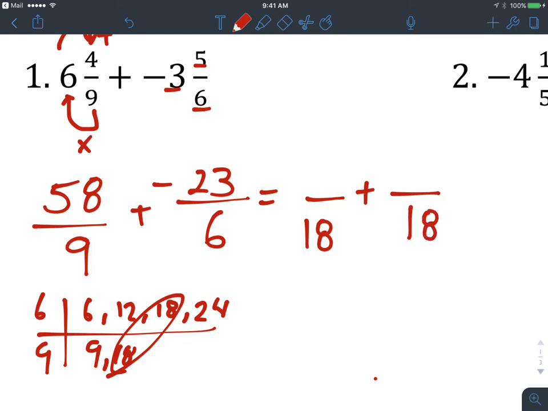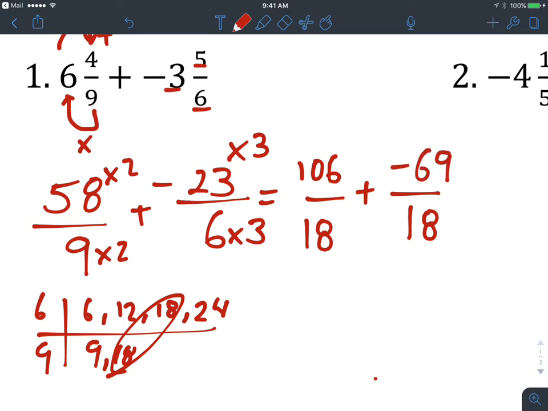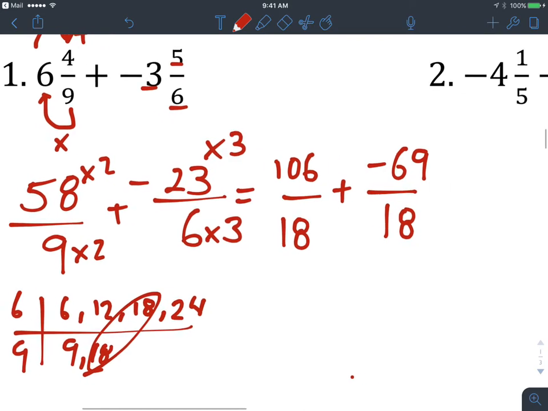And 9 to get to 18, I'm going to need to multiply that by 2. I'm going to multiply the top number by 2 as well. 58 times 2 gives me 106. 6 times 3 will give me 18, so I'm going to take negative 23 and multiply by 3 as well. So it'll give me negative 69. And so now I'm ready to add my numbers.